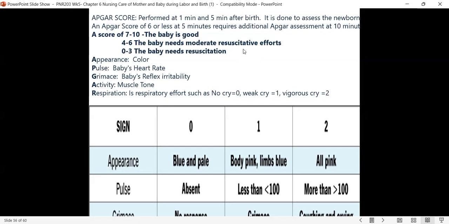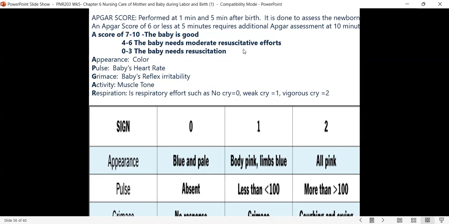So we talked about heart rate. It has to be present. If it's absent, it's a 0. If it's under 100, you give them a 1. And if it's more than 100, you give them a 2. All right. So the heart rate.